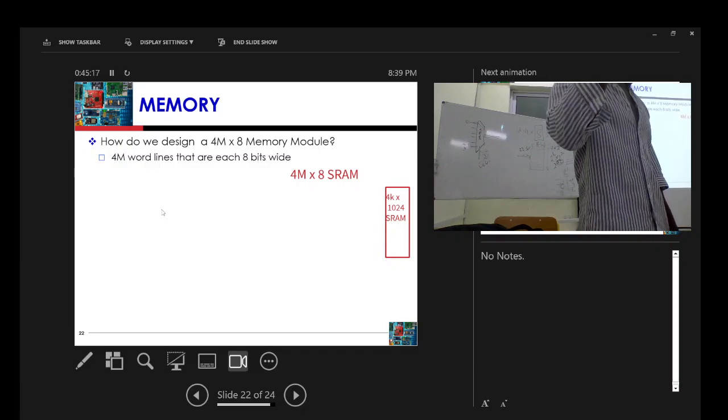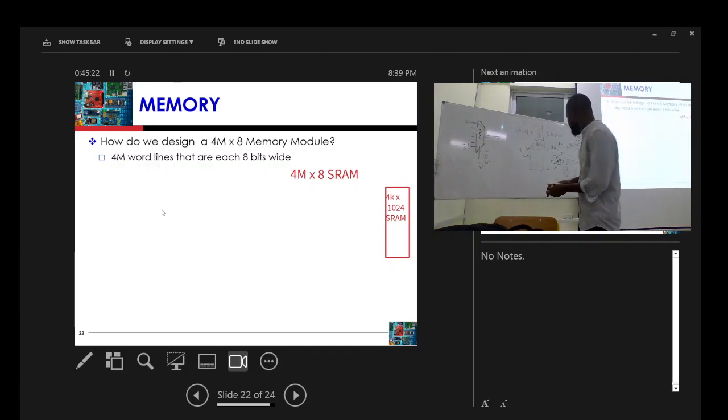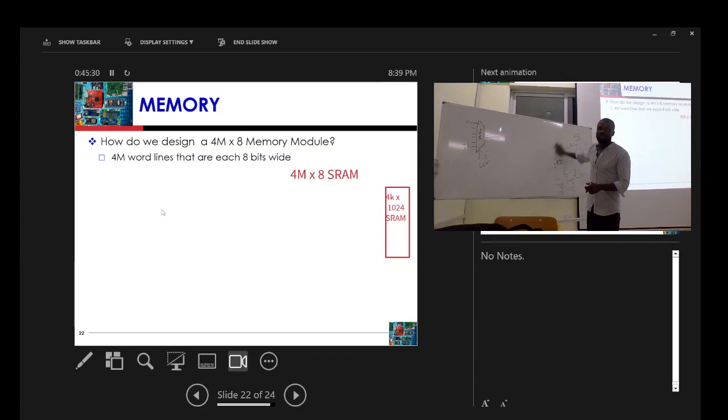Okay. So now, another question that will be asked is, what happens is that in SRAMs, you can build bigger SRAMs using smaller SRAMs, right? So you can combine a number of SRAMs to build bigger SRAMs. So a question can be posed like this. You have one SRAM. I want to construct a 4M by 8 SRAM, right?